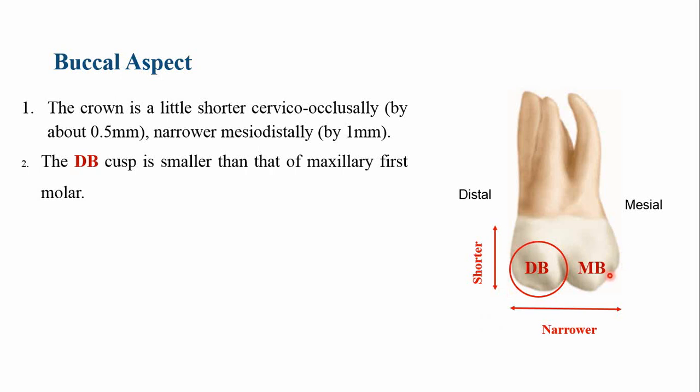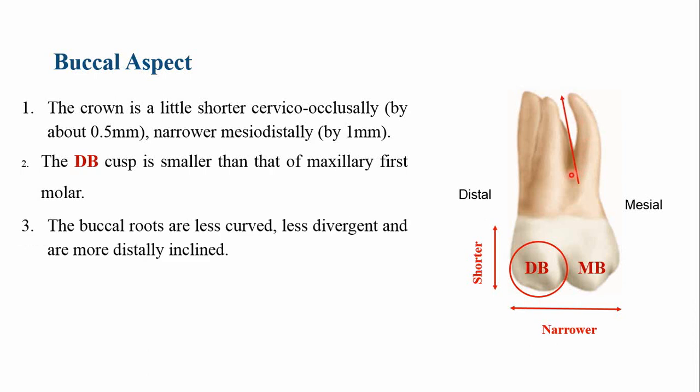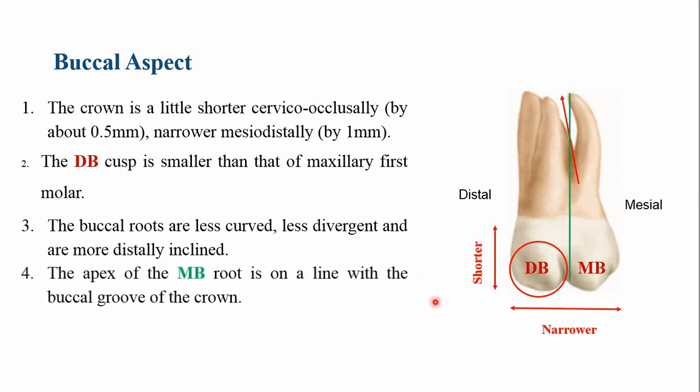From buccal surface, the mesiobuccal and distobuccal cusps are seen. The distobuccal cusp is smaller compared with that of the maxillary first molar and less pointed. Buccal roots are less curved, less divergent, and have more distal inclination. The apex of the mesiobuccal root is on line with buccal groove of the crown.